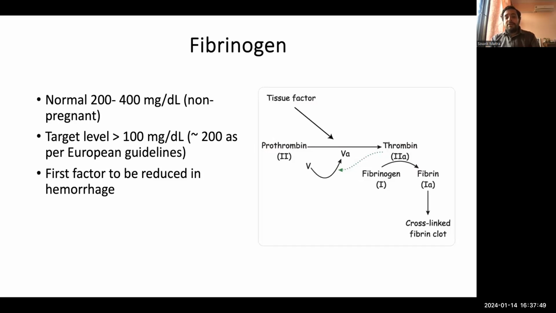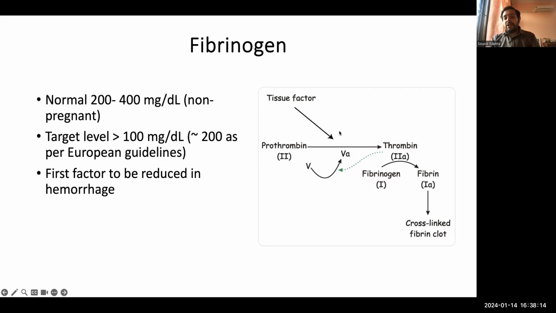Usually the guideline says you should target a level of at least 1 gram per liter, or 100 milligram per deciliter, of fibrinogen at the time of massive trauma, hemorrhage, or in post-surgical patients. European guidelines suggest that you should maintain at least 200 milligram per deciliter of serum fibrinogen level.